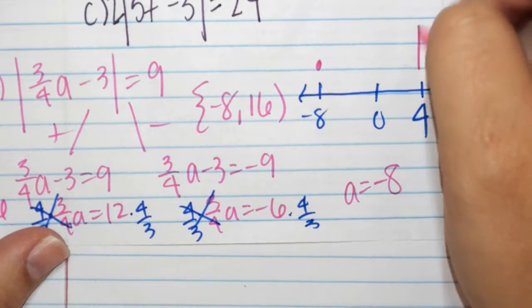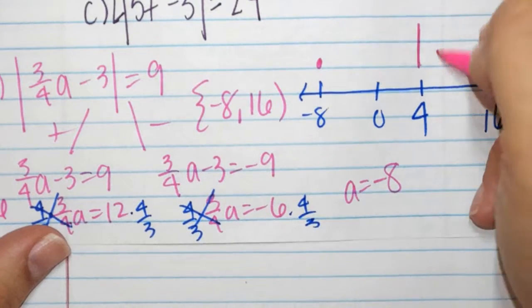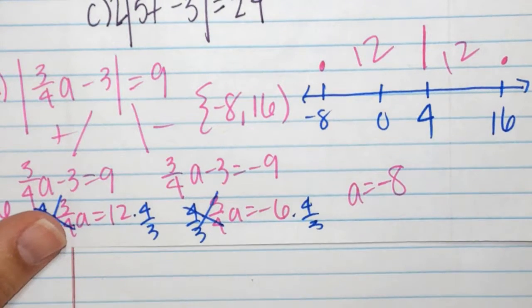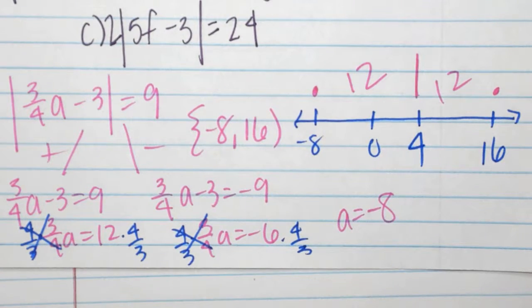And how many units is it from 4 to 16? And 4 to negative 8? Did anybody get the graph right? Take a point for your team. Good job.